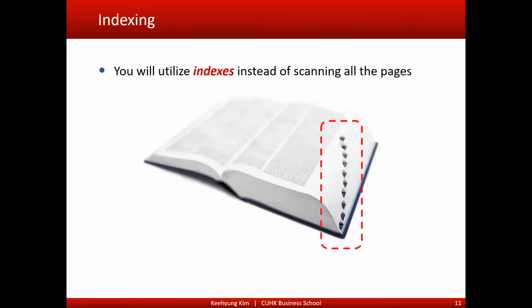Usually in a dictionary, we have something like this. There's an alphabet on the side of the book, A, B, C, D, something like this. If you want to find a certain word based on the first character of your word, you can simply start from one of these pages. It helps you to scan for the word much easier and faster. That's the basic concept of an index.